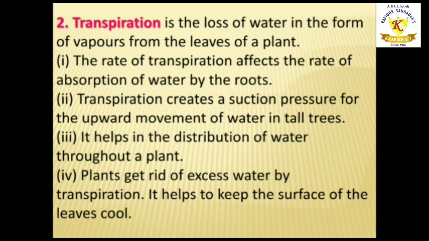Second is transpiration. It is the loss of water in the form of vapors from the leaves of a plant. The rate of transpiration affects the rate of absorption of water by the roots. Transpiration creates a suction pressure for the upward movement of water in tall trees. It helps in the distribution of water throughout a plant. Plants get rid of excess water by transpiration. It helps to keep the surface of the leaves cool.